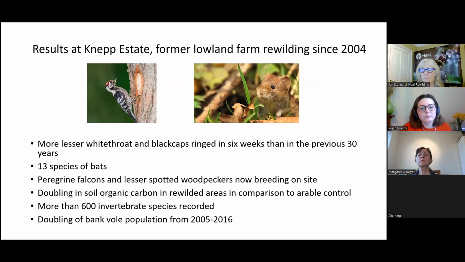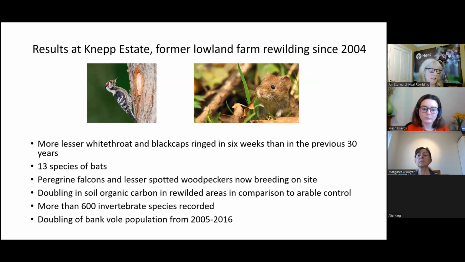They've seen more of lesser whitethroat and blackcaps. 13 species of bats. I mean, who knew there were 13? I know, but you may not know there are 13 species. And I think they've got all but one or two rare birds on site. And the organic carbon of their rewilded areas has doubled. So if you look at an arable control, they've doubled their organic carbon. And obviously for climate change action, that's really key.